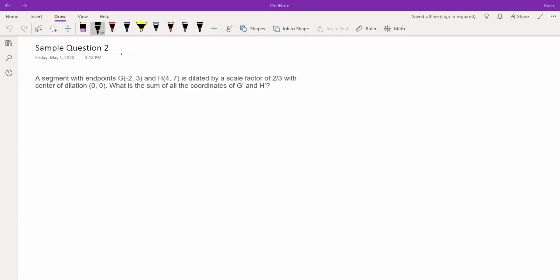Since this is a Countdown, we should try to find the fastest way to do this. Instead of individually multiplying each coordinate by 2/3, we can first sum all of them up. So we have -2 plus 3 plus 4 plus 7, which is 12, and multiply by 2/3 to get 8. This shows us how doing things the right way can make you much faster than if you were to individually multiply them out, and it's a really important part of MATHCOUNTS to do problems as quickly as you can.